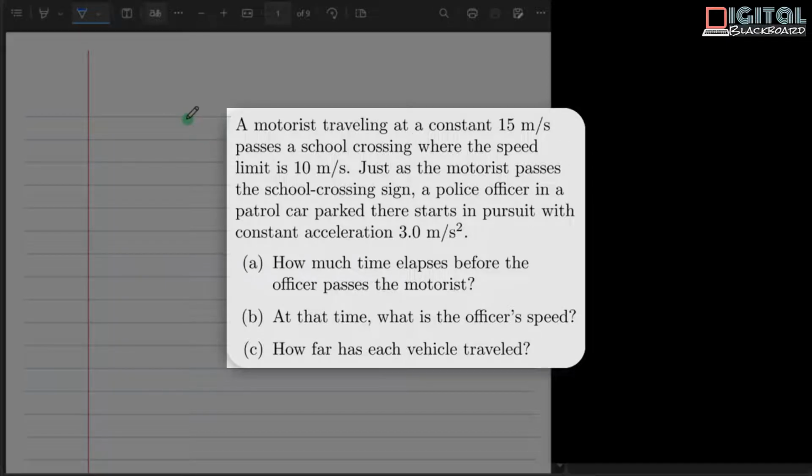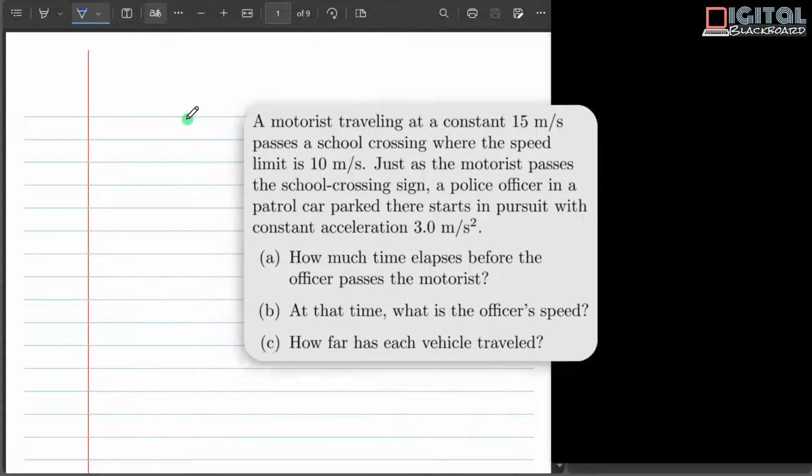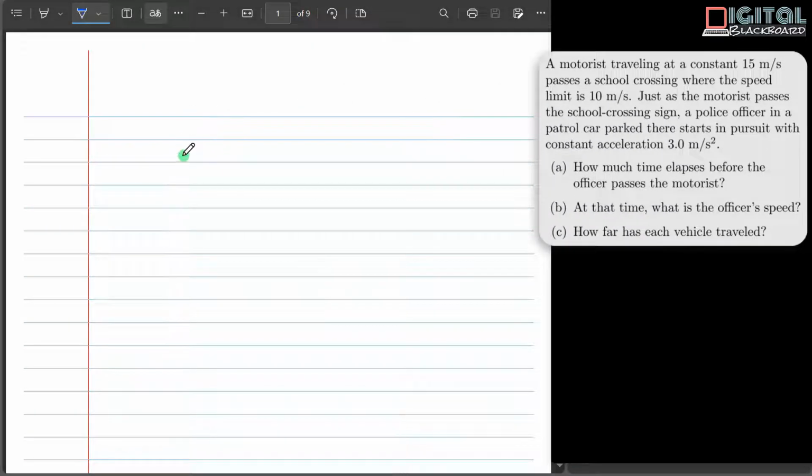First, let us create the reference frame for this question. The positive x direction is taken to be the direction of travel for both the motorist and the police officer. The origin is at the school crossing.